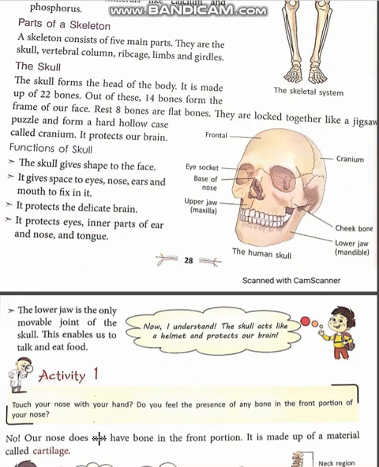Now let's check the other function. The lower jaw is the only movable joint in the skull. No part of the skull is movable except the lower jaw. The lower jaw is the only movable joint of the skull. It enables us to talk because this is the movable part. We can talk and eat food.